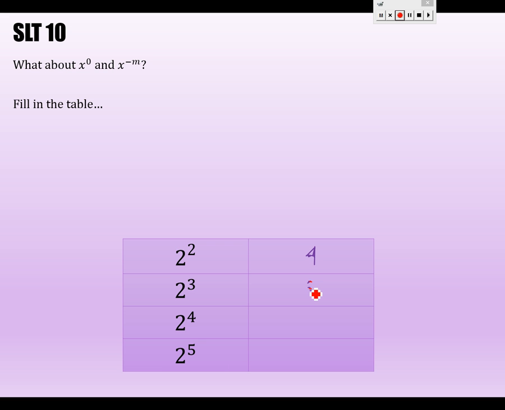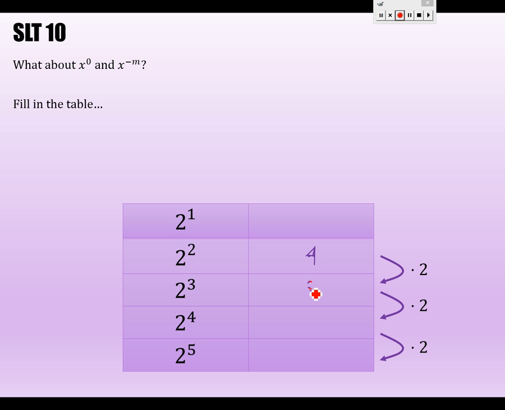Okay, what is this? 8. What's the next one? 16. And if you didn't know what 2 to the 5th was, by the way, off the top of your head, which maybe you do if you've played around with powers before, it's 32, right? How would you get it if you were making the table? What are you doing to get the next one? Aren't you just going to multiply by 2 each time?